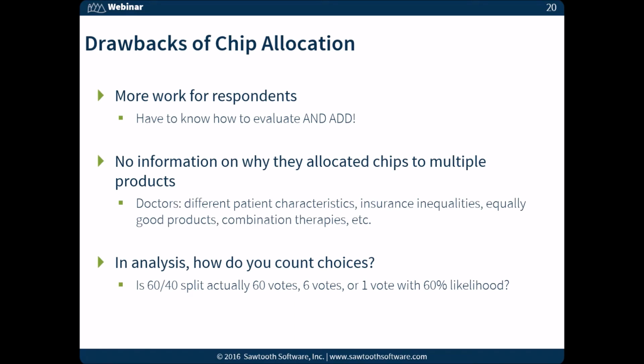The other thing is that in the analysis, we have to specify as the analyst how we are going to count those choices. So if somebody gives 60 chips to concept 1 and 40 chips to concept 2, are we saying that out of 100 votes that's 60? Or are we saying out of 10 votes that's 6? Or are we saying out of 1 vote, concept 1 has a 60% chance of being chosen, and concept 2 has a 40% chance of being chosen? And just these little nuances can make a difference in what your output actually looks like. So that is something that you will want to think about in the analysis phase.